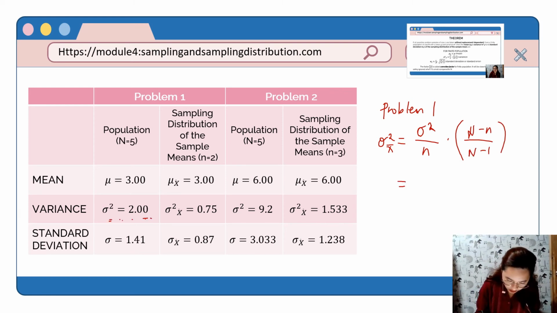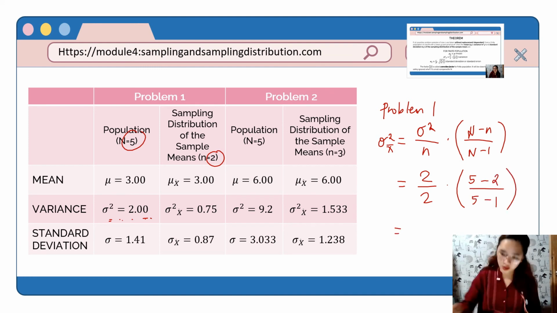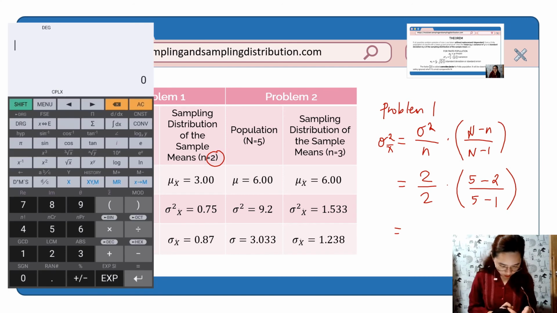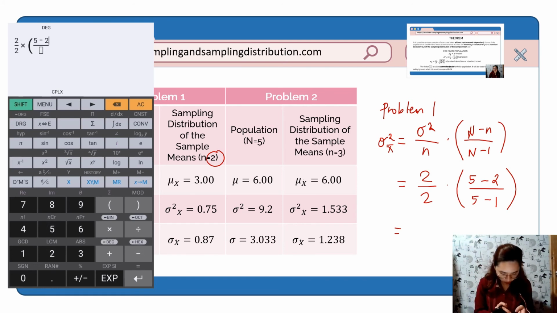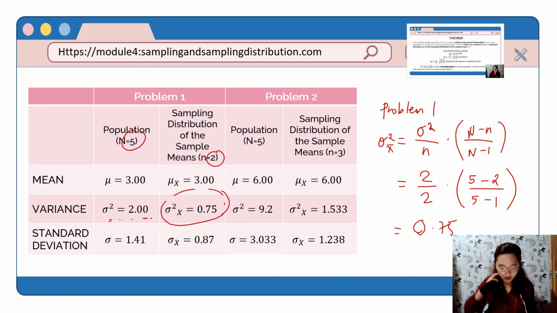Substitute, population variance is 2. Ang sample size natin is 2 din. Times, ang ating population size is 5 minus 2 over 5 minus 1. Yan. Ang calculator natin, 2 over 2 is equal to 1. Of course, and times natin siya sa correction factor. So we have 5 minus 2 over 5 minus 1. Ayan. Equals 0.75. Ayan, di ba? Mas madali siya. Ayan. 0.75.